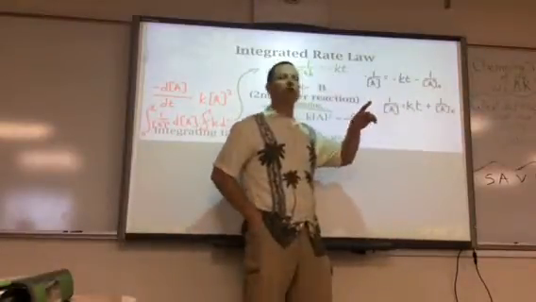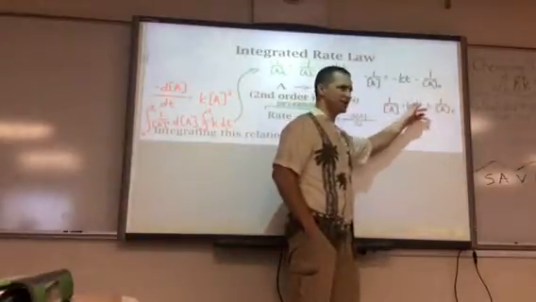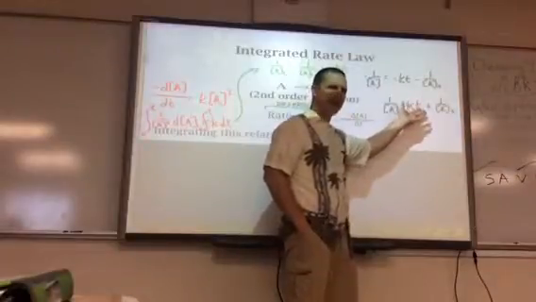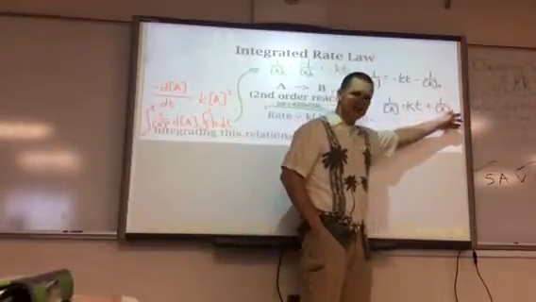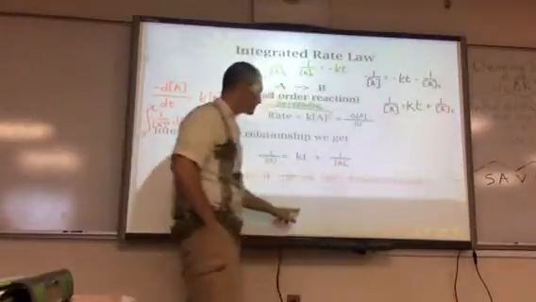This is very similar to what we wound up with last time. This term is changing as the time changes. It's like that's y and that's x. And then the k value, the rate constant, is a constant, and the initial concentration is a constant. So once again, we have a straight line.